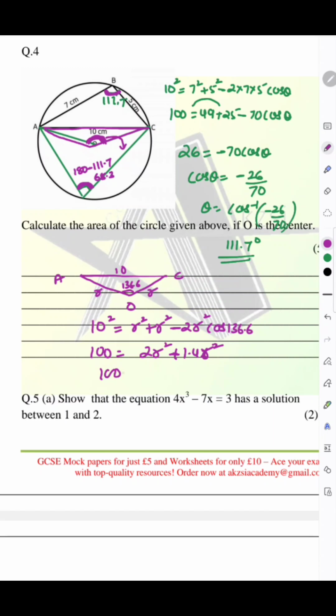So this will be 100 is equal to 3.4 r squared, and finally r squared is 29.4 and r is finally equal to 5.42. This is the radius of the circle. So area will be pi r squared, which is pi times 5.42 whole squared, which will give me 92.31 centimeters squared, and that's the area of our circle.